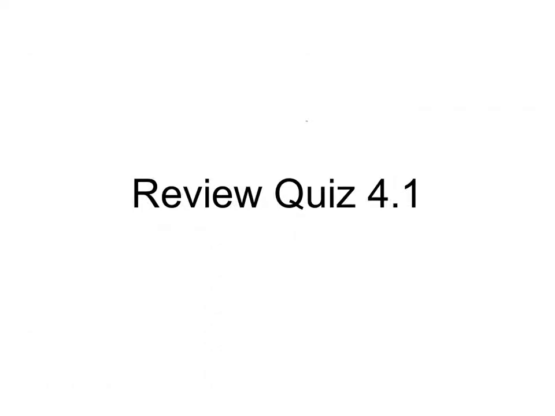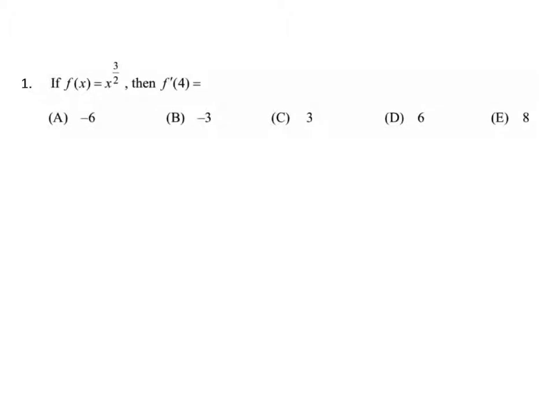Okay, I'll be going over the solutions for our review quiz. So for the first problem, we need to go through and find the derivative. So f prime at x is going to be 3 halves x to the 3 halves minus 1.